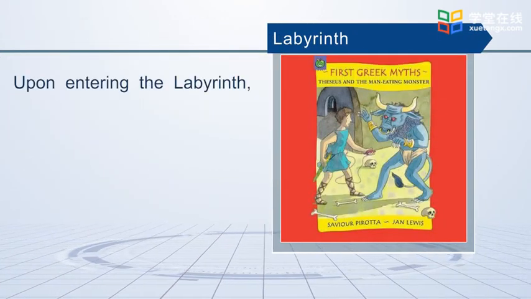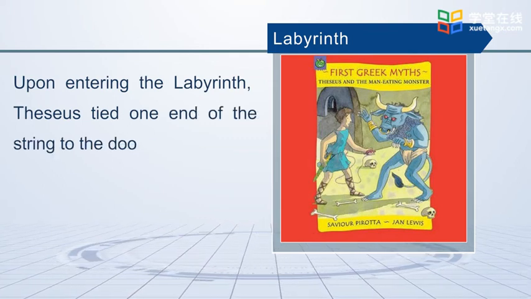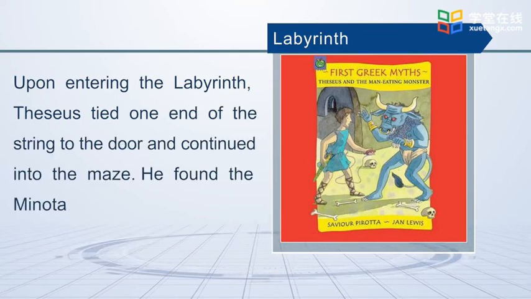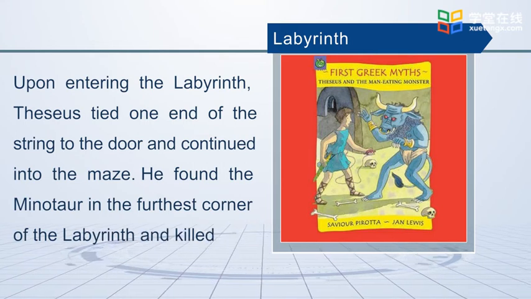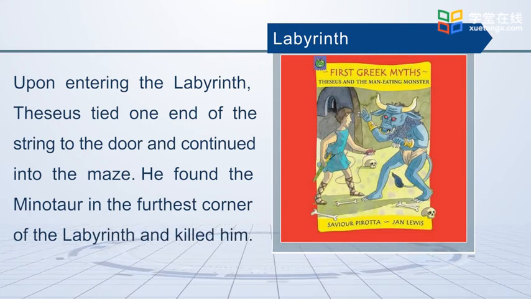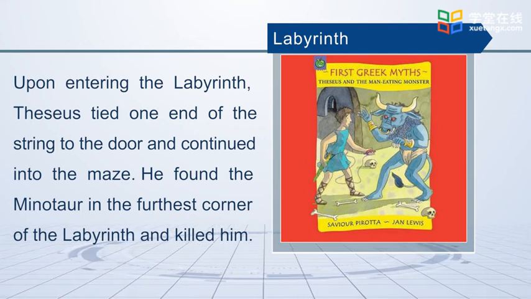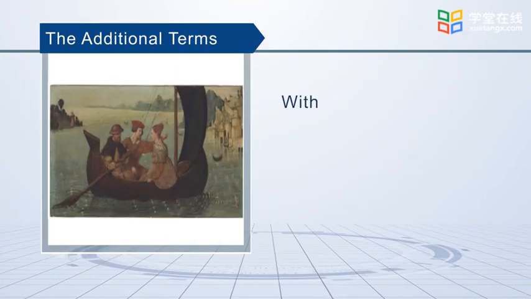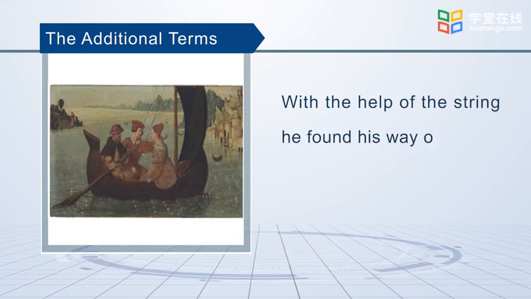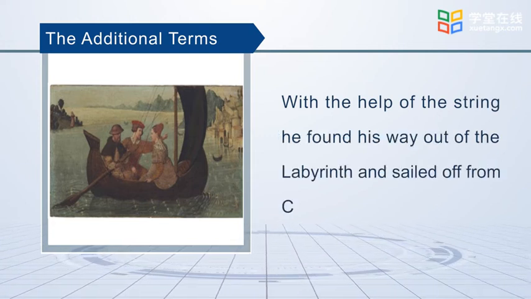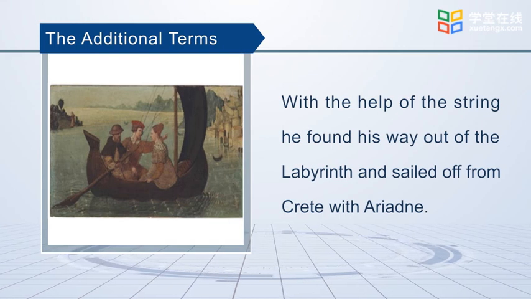Upon entering the labyrinth, Theseus tied one end of the string to the door and continued into the maze. He found the Minotaur in the furthest corner of the labyrinth and killed him. With the help of the string, he found his way out of the labyrinth and sailed off from Crete with Ariadne.